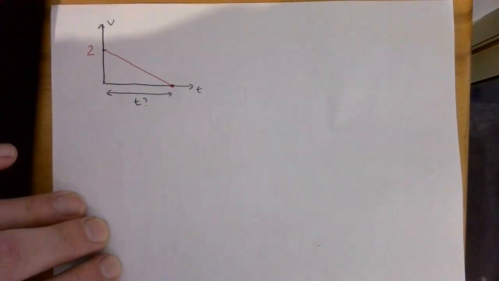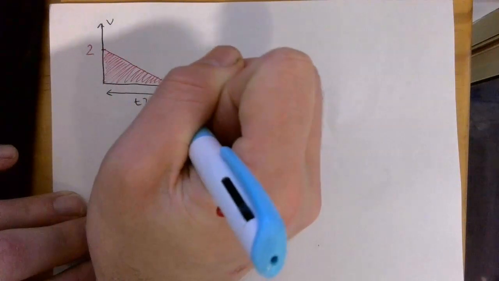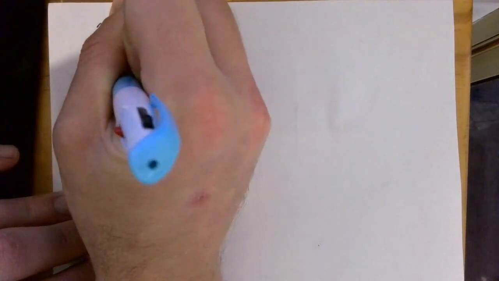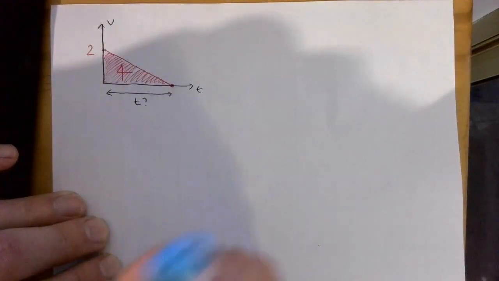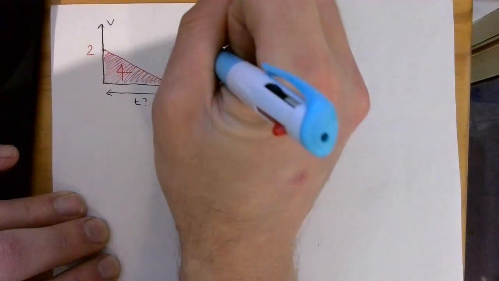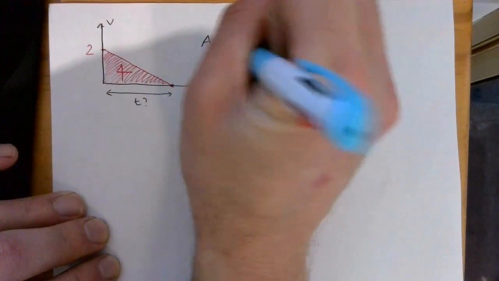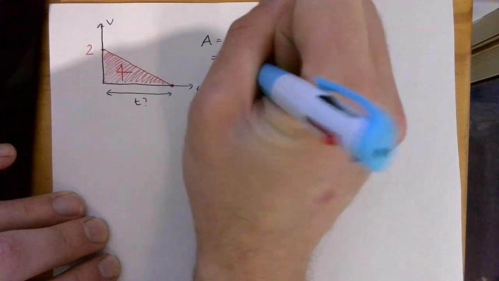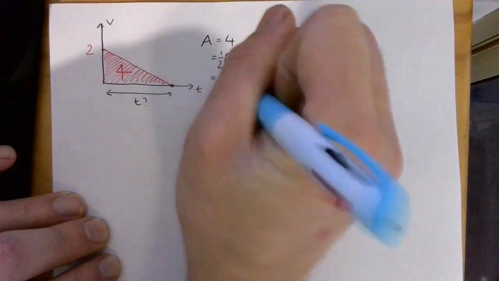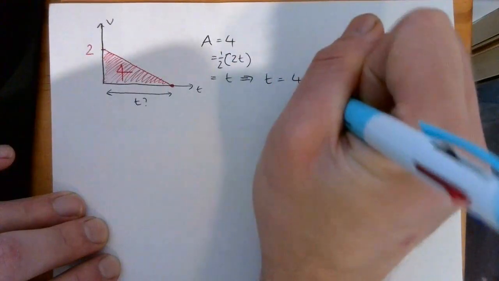We know it takes him 4 meters to stop. And maybe the best thing to think about is that distance travelled is the area under a velocity time graph. So the area of this triangle has to be 4 meters. So then if I just use a little bit of geometry, I've got the area of the triangle, which is 4. So area is 4, and that's the same as a half base times height. So a half times 2t, which is the same as t. Therefore, the time is 4 seconds.